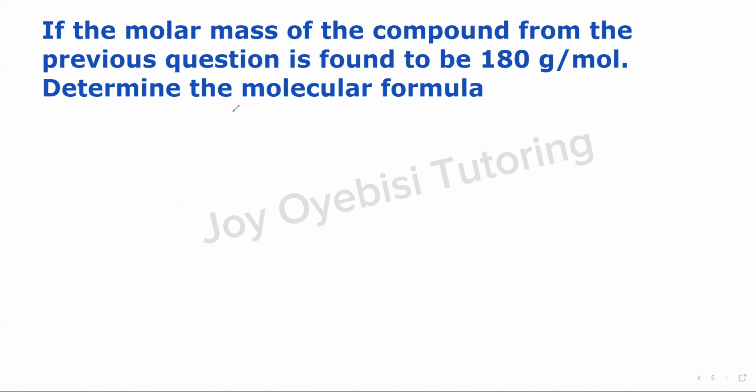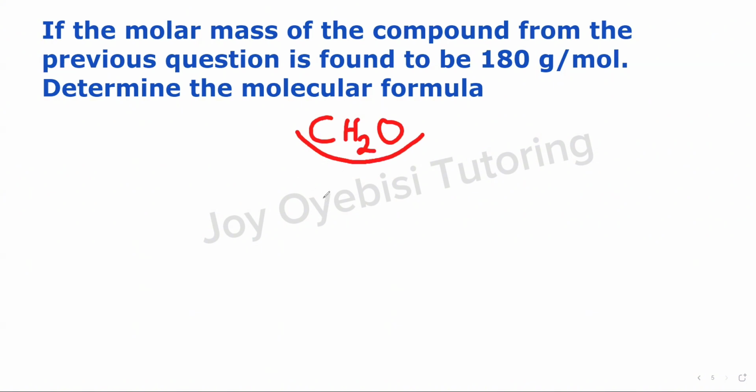Next, it says if the molar mass of the compound from the previous question, the one we just solved, is found to be 180 grams per mole, determine the molecular formula. So from the last question, the empirical formula we found was CH2O. To find the molecular formula, we're going to find the empirical formula mass, the mass of this compound.